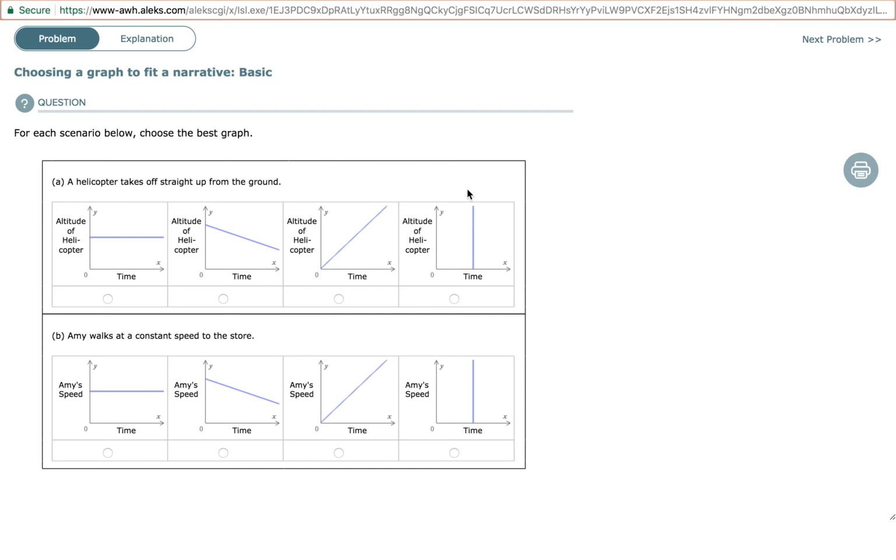The last graph actually is not realistic. We'll come back to understanding that.